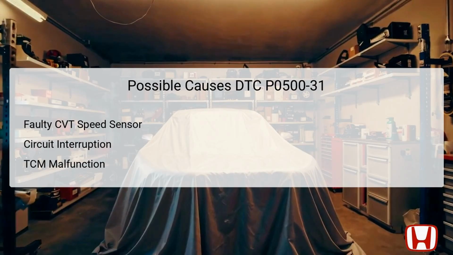Damage to wires or bad connections may create an open circuit or a short, causing the TCM to record the DTC. Lastly, a malfunctioning TCM may fail to interpret the signals correctly, despite having a functioning speed sensor, thereby generating the DTC. Each of these scenarios must be carefully examined to diagnose the problem accurately.